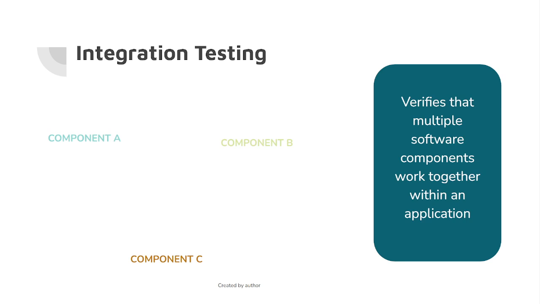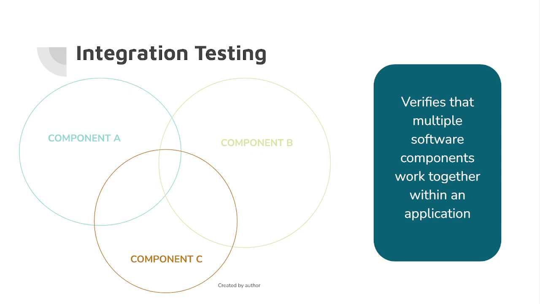Integration testing deals with multiple software components and ensures that they work correctly when combined. The primary goal here is to identify any issues when different parts of the software interact. For example, integration testing can reveal data transfer failure by checking if data is sent from one component and received in the wrong format by another component.